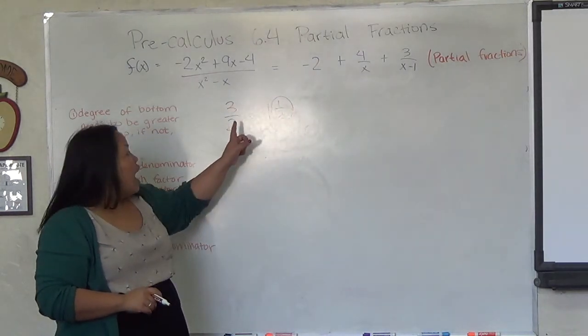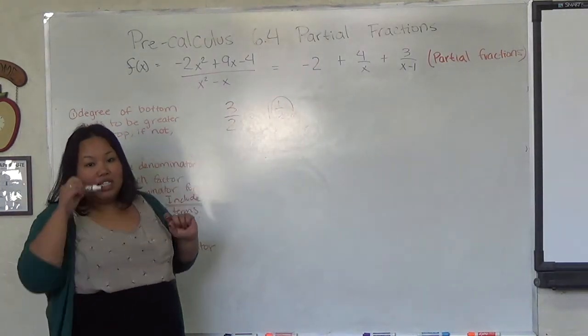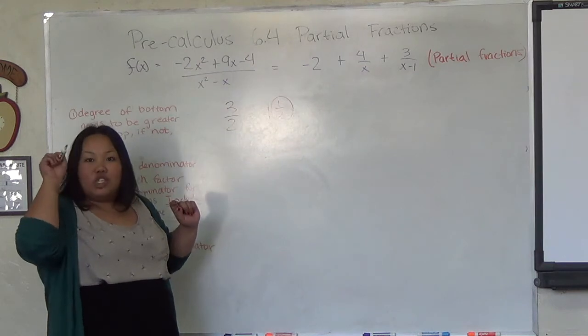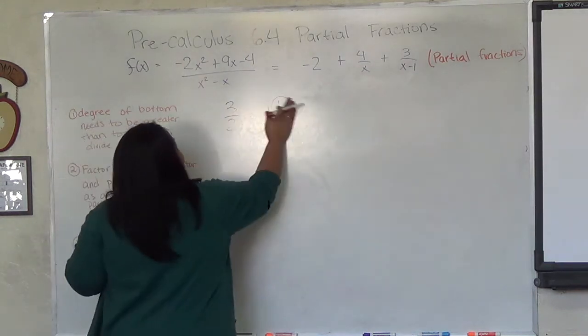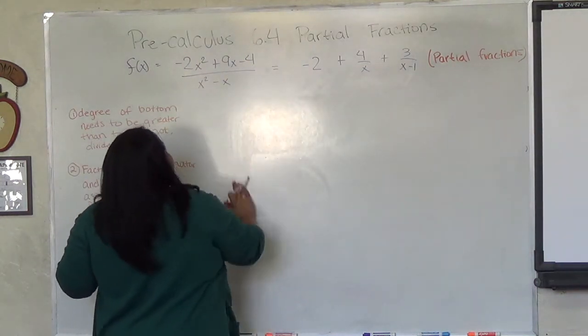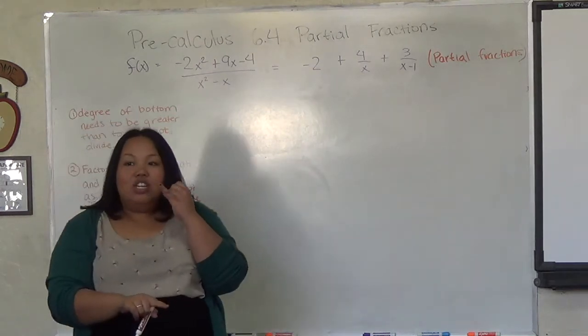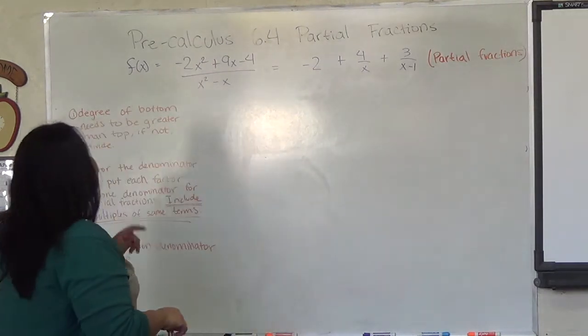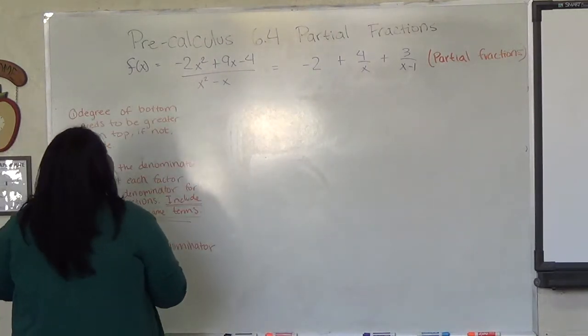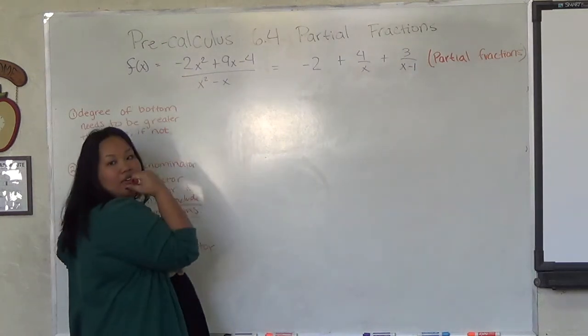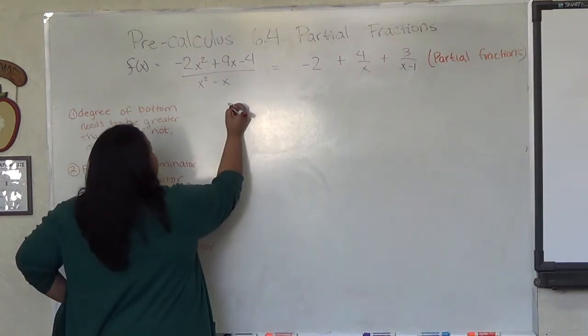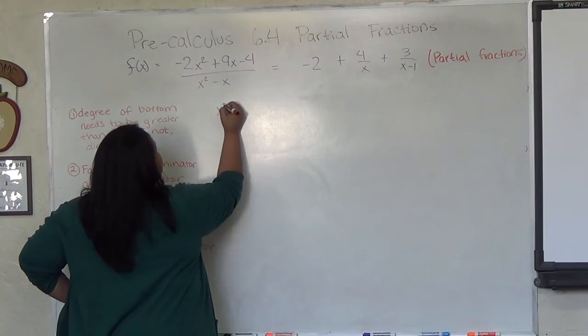So I have to get rid of all the whole numbers. I do that by doing either synthetic division or long division. Synthetic division is going to be a little bit hard because of this x squared here. So I'm just going to do long division. So this goes on the outside.